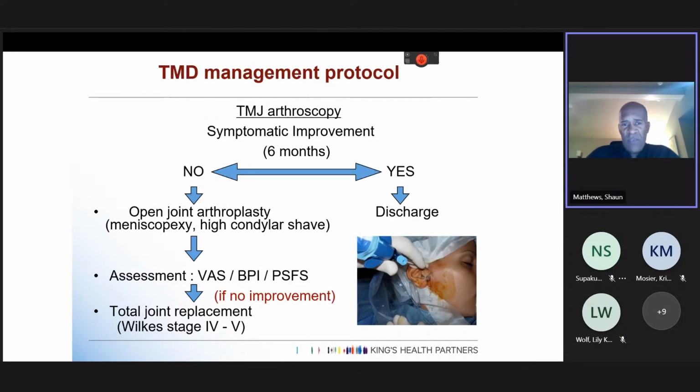Now, once we've done the TMJ arthroscopy, I will ask myself 6 months down the line, have the patient's symptoms improved?